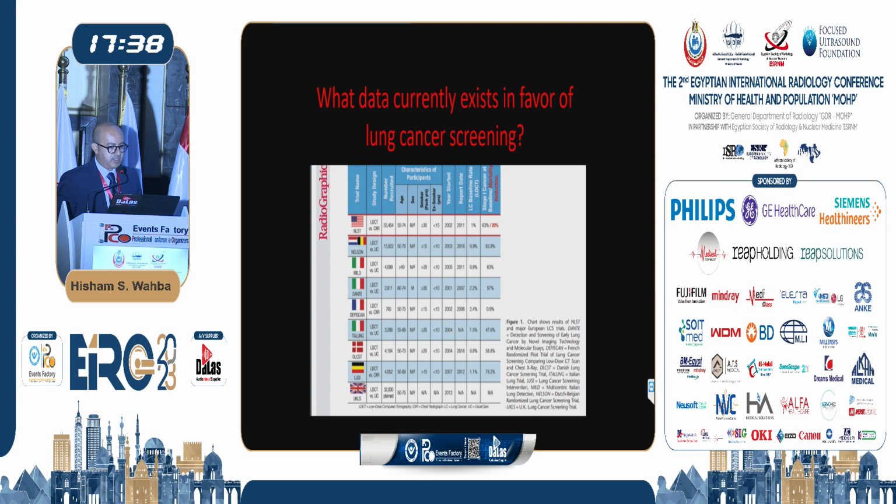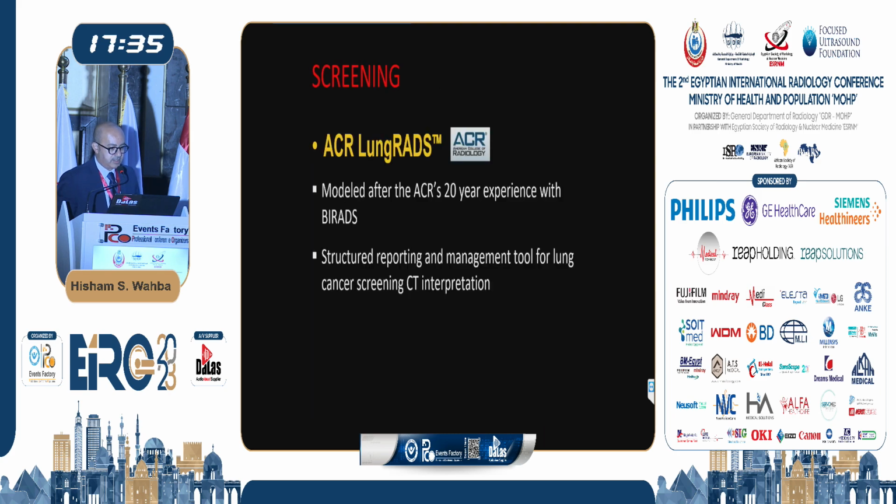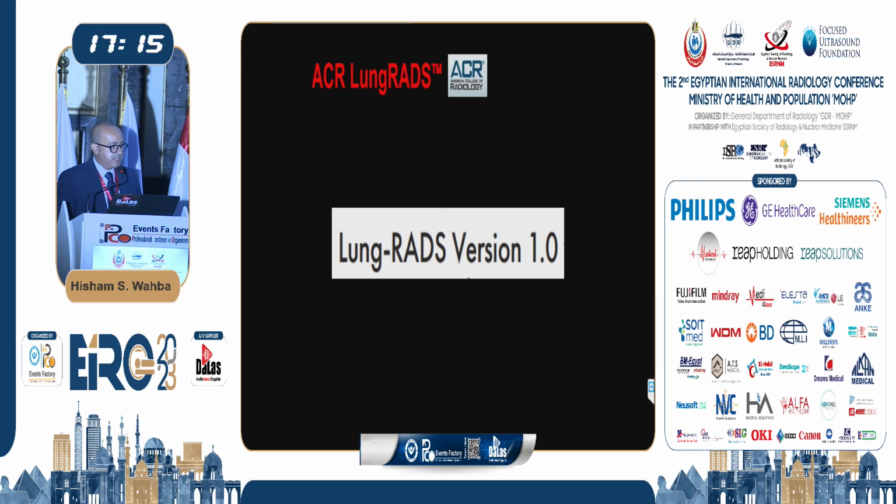And these are the different studies that went through lung cancer screening. At that time, the ACR started creating what we call Lung-RADS, which is a way of discussing what lung nodules are, what the importance of each and every single nodule is, and whether it is alerting or not. The structured reporting came around 20 years after BI-RADS for the breast, and they started with version 1.0, which was created in 2014. So we're talking about 10 years ago when they started this.